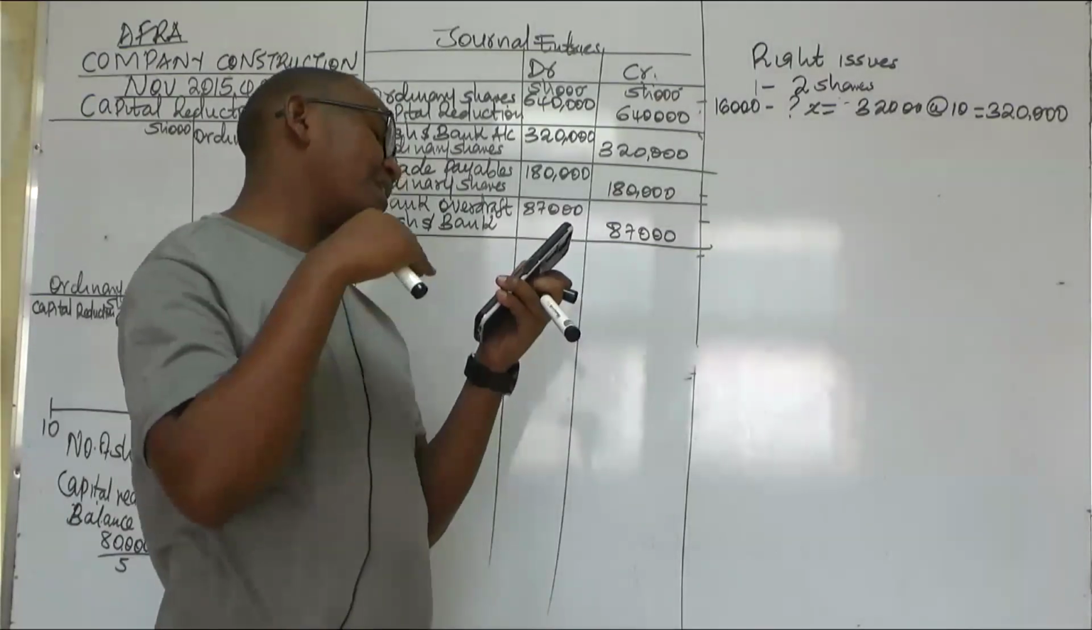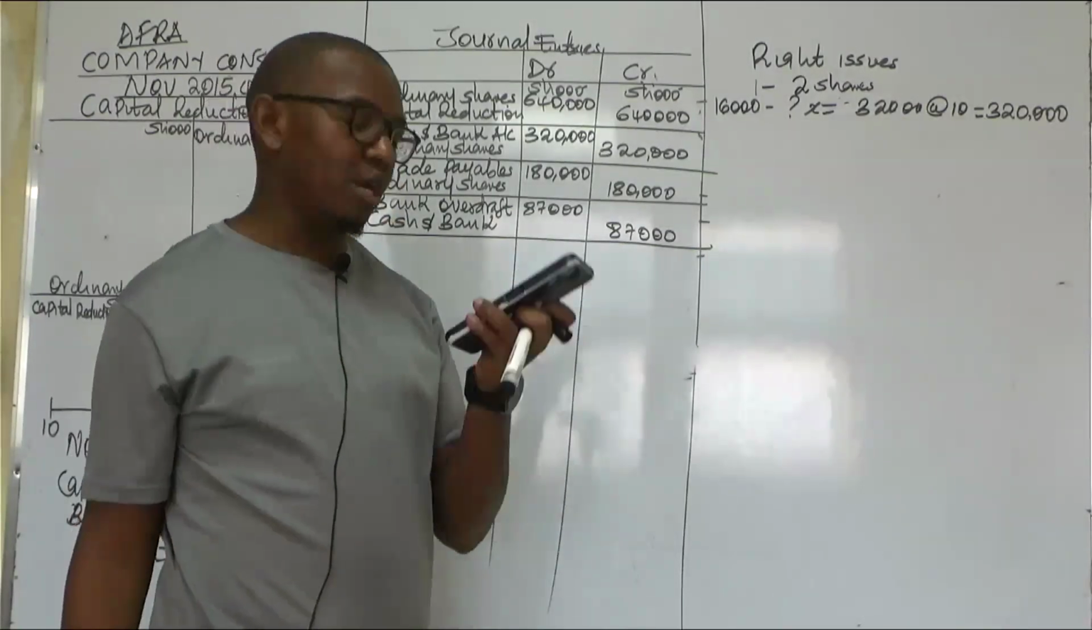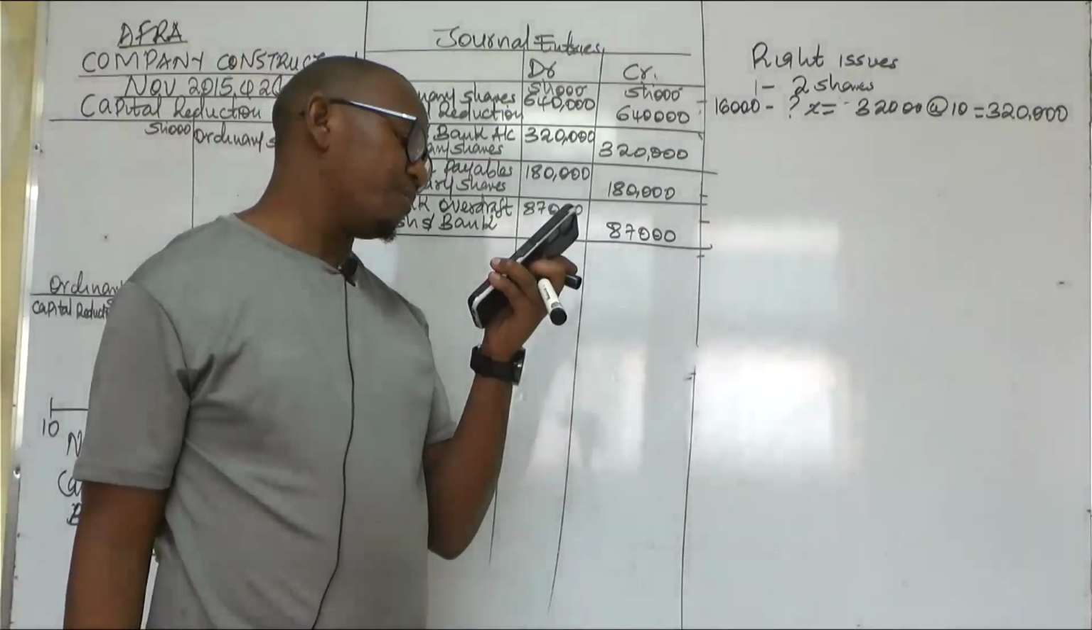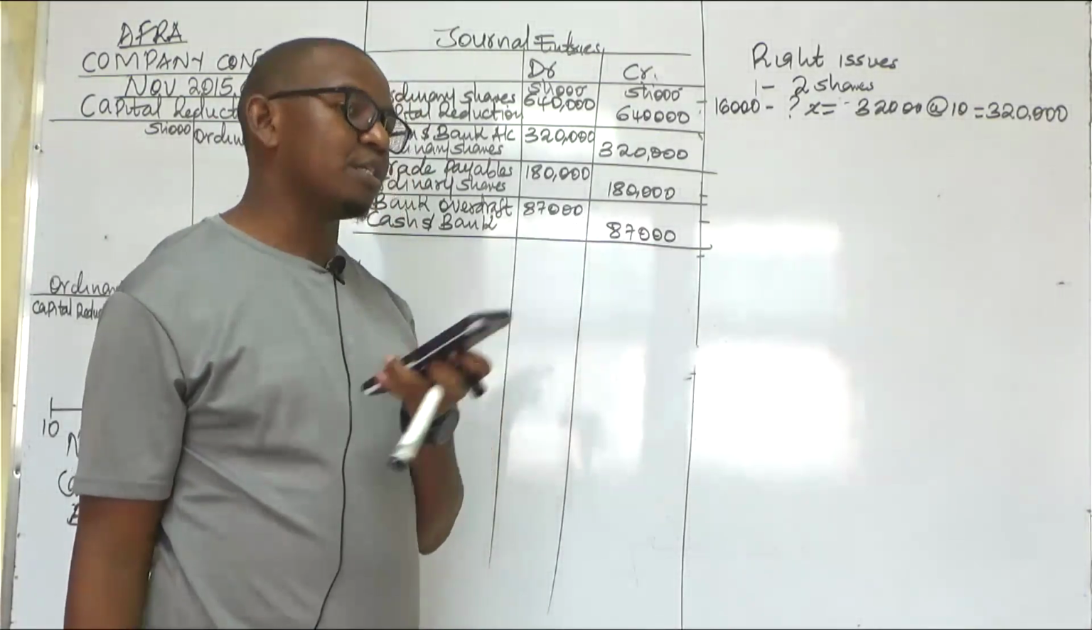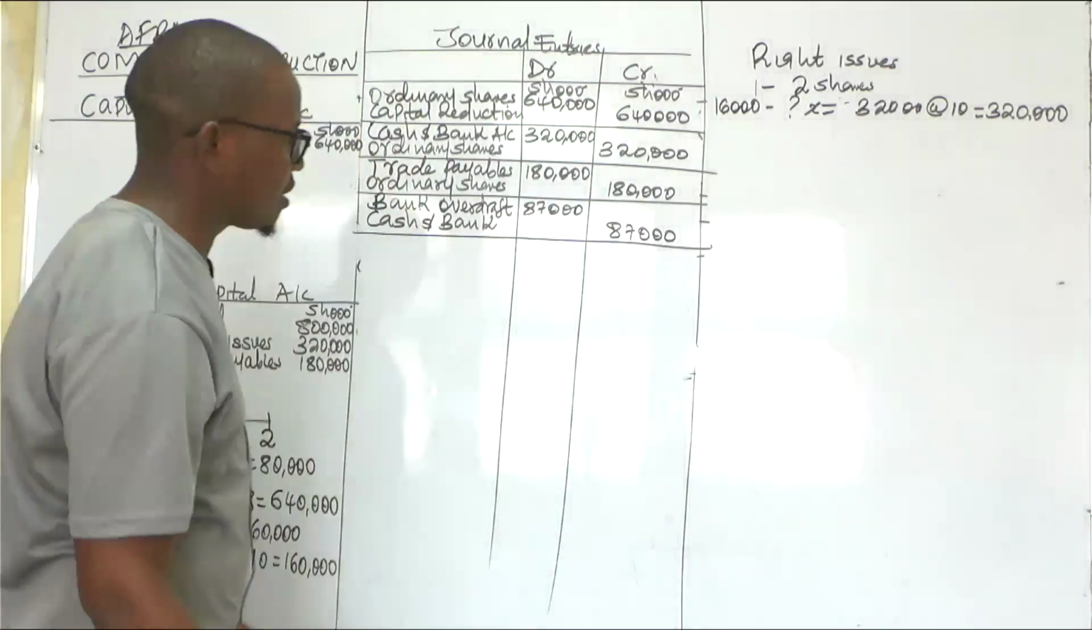Ndio sasa the other balance hiyo ndo tunaambiwa ikue is a loan. Ambiwa the other balance as a loan carrying that interest. So tuendelee.